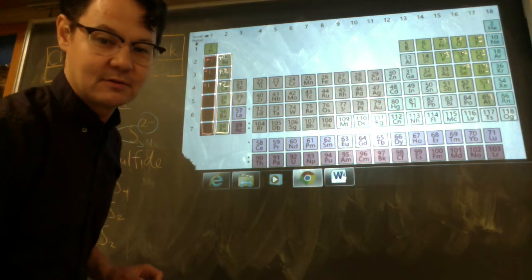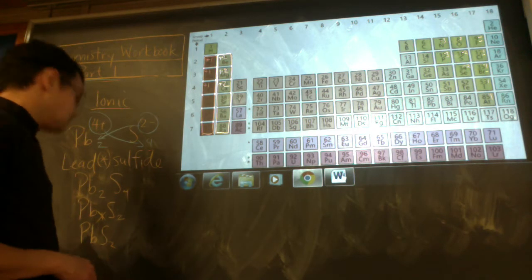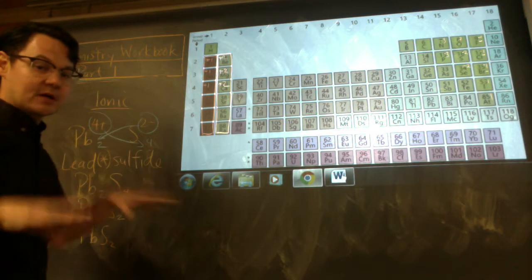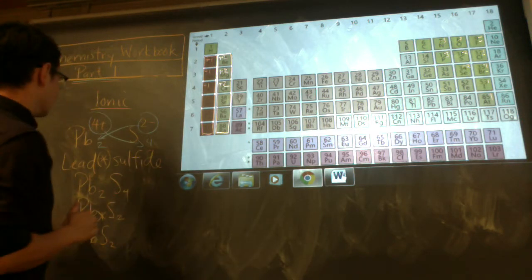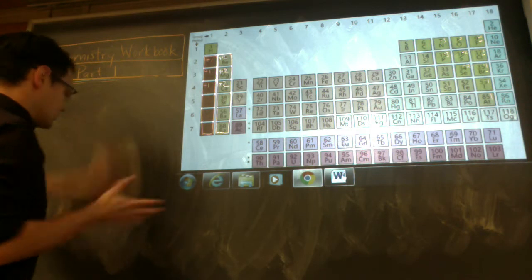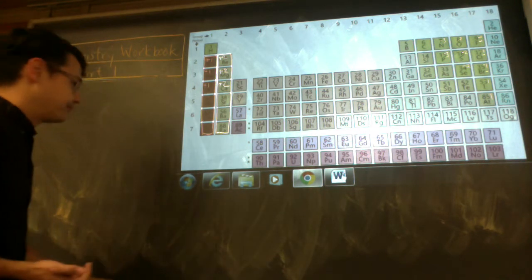Still with me? Computer just fell asleep. Okay. So that's the crossover rule and also the reducing our numbers down as low as we can go rule for ionic compounds. So anytime you can divide those down into a lower fraction, you got to do it.